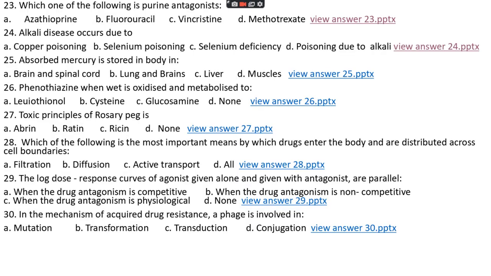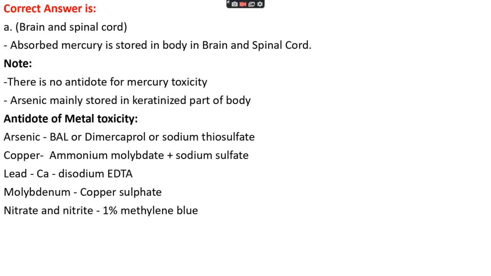Question number 25. Absorbed mercury is stored in the body in: option A, brain and spinal cord; option B, lungs and brain; option C, liver; option D, muscles. The right answer is option A, that is brain and spinal cord. Absorbed mercury is stored in the body in brain and spinal cord.